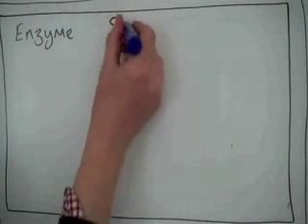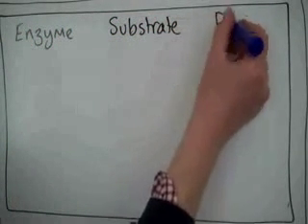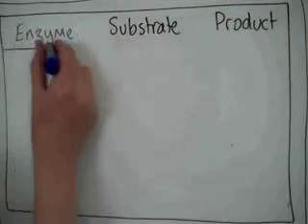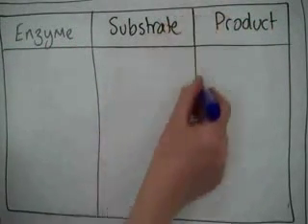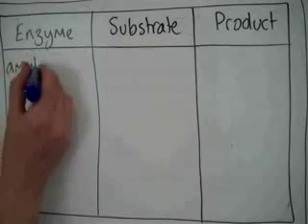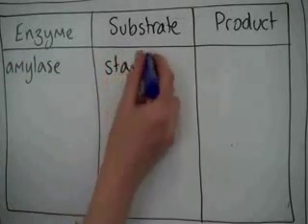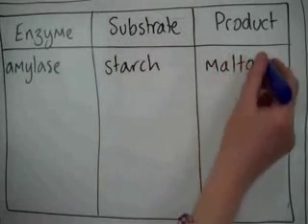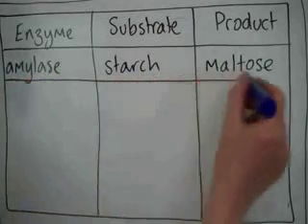Right, some sort of table coming up here. What would be good to know? How about all of the enzymes and their substrates? So we'll have enzyme, we'll have substrate, and we might as well put on products as well. Right, the one we were just looking at was an enzyme called amylase. Breaks down starch, that's the substrate, makes maltose. Easy, we knew that one already.